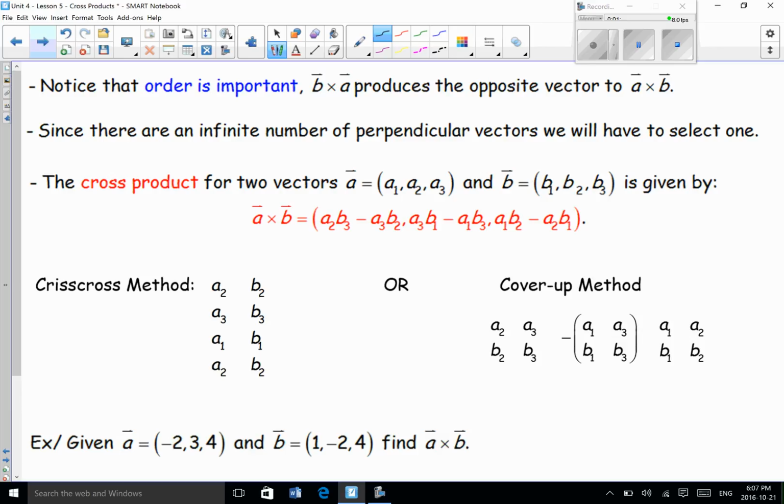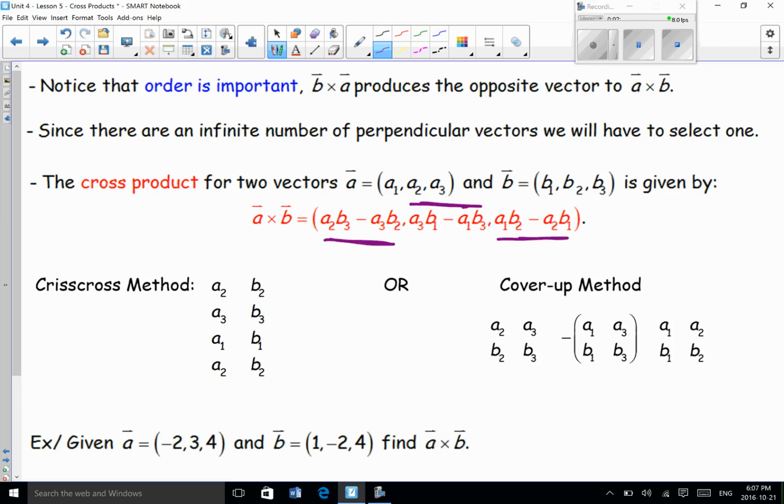The formula for the cross product is found out by using the components of each of the two original vectors and using them in this combination. So the x component is found by a2b3 minus a3b2, where a's are the components of the a vector and b's are the components of the b vector. We can do the y's, and that would be right here. This would be your y part, and this would be your z part.